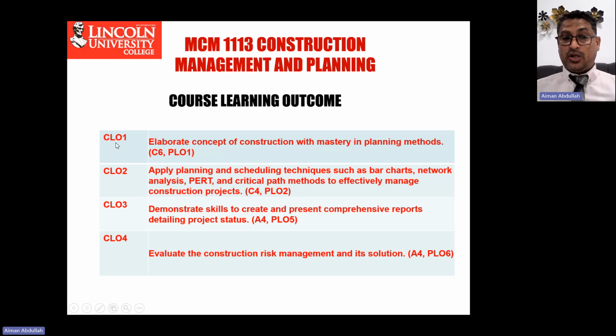The first one, CLO 1, is mapped to program learning outcome 1. Then number 3, demonstrate skills to create and present a comprehensive report detailing the project status. This is also mapped to program learning outcome 5. And number 4, you should be able to evaluate construction risk management and its solutions by the end of this program.